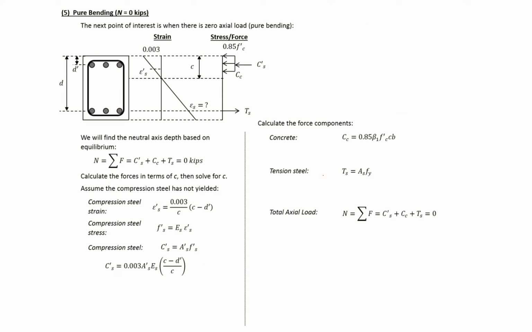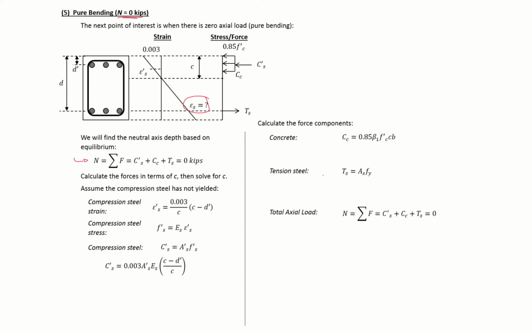So the next point that we're going to look at is our pure bending point, when our axial load is equal to 0 kips. At this point, we don't know enough information from our strain diagram to be able to calculate C directly. Our strain in our tension steel is unknown, so we're going to need to start from our equilibrium expression, setting the summation of all of our forces equal to 0 to calculate our C, similar to what we would do in our flexure section.